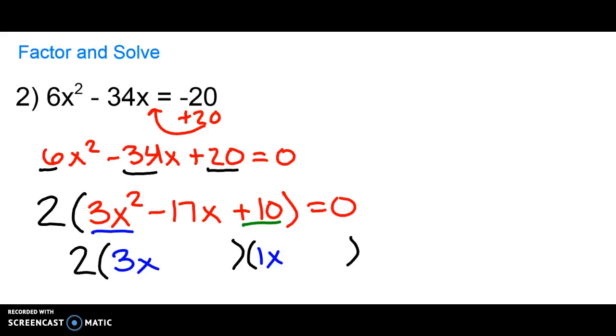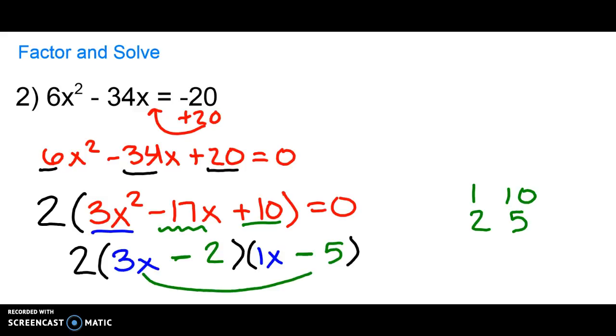But to get 10, I have a couple options. I have 1 and 10. I have 2 and 5. I would bet that we probably want to start with 2 and 5. So let's start with 2, 5. Again, since this middle term is negative and this last term is positive, they're both going to be negative in the middle. Now I'm going to check my loop.